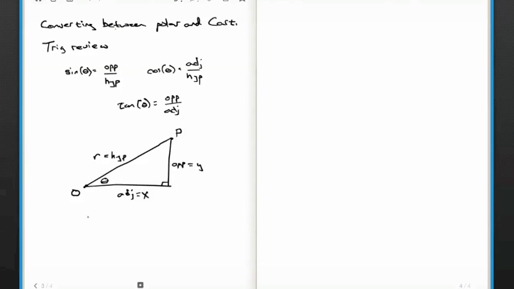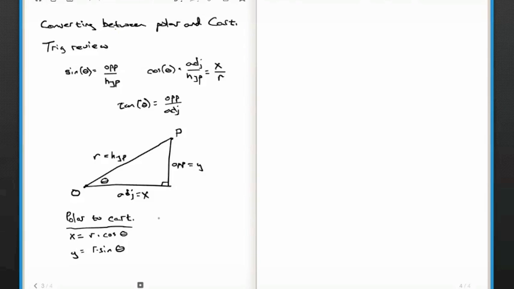All right, to get from polar to Cartesian, x is the adjacent side, so that's x over r. Well, x would be r cosine theta, so x equals r times the cosine of theta, and correspondingly y equals r sine of theta. All right, that makes sense. That's pretty easy.